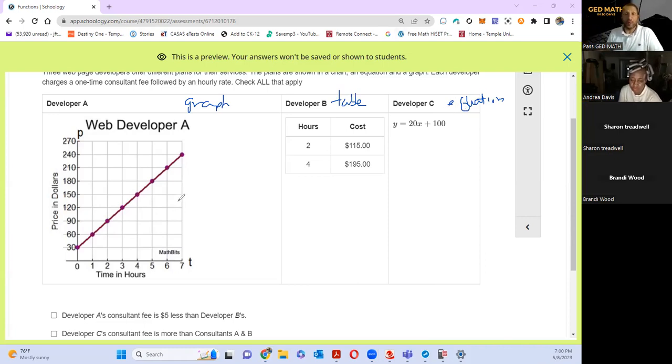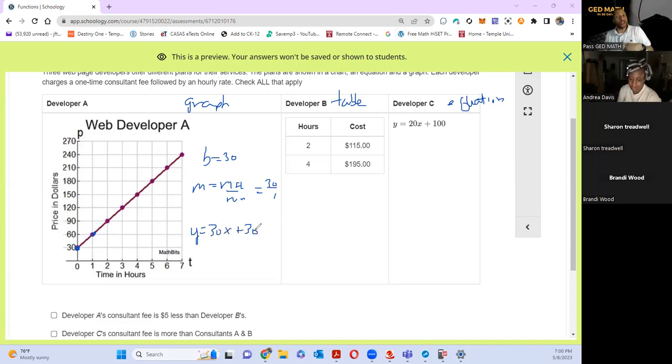So first of all, my y-intercept, where it crosses the y-axis, is 30. The next thing I'm going to do, m equals rise over run, to find my slope. So I'm going to use this point right there. So my y is 60 minus 30, which is 30, and then 1 minus 0 is 1. So this equation is y equals 30x plus 30.